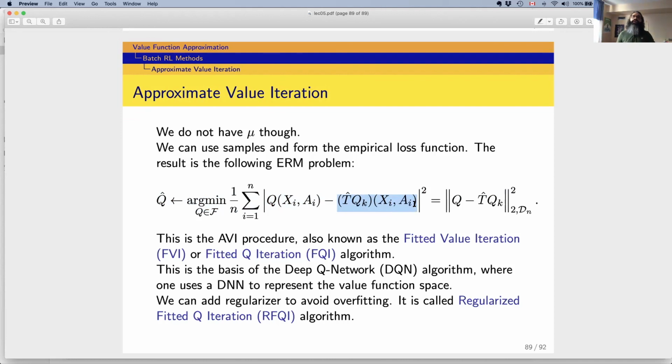And one important comment is that this is the basis of the DQN algorithm, which is essentially solving this iteratively. So DQN is a fitted Q iteration algorithm where we are using a deep neural network, like in the original work, which used a deep convolutional neural network to represent Q. So this function space F is going to be represented by a deep neural network.